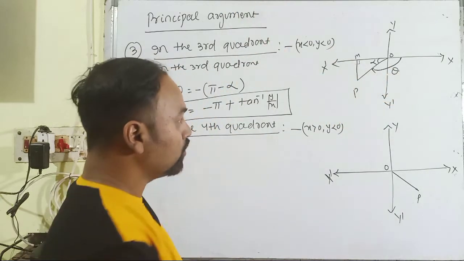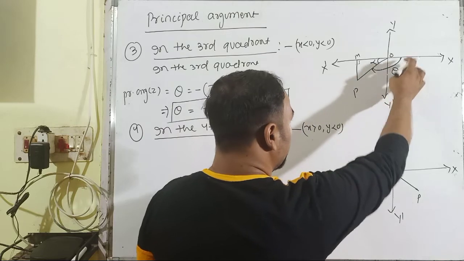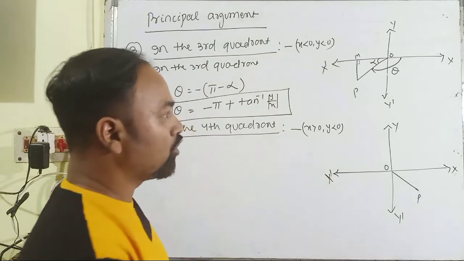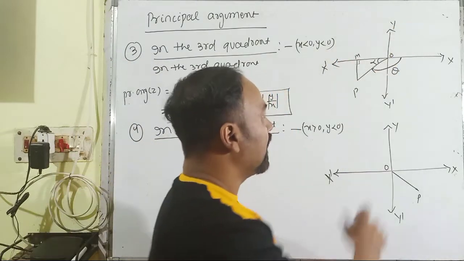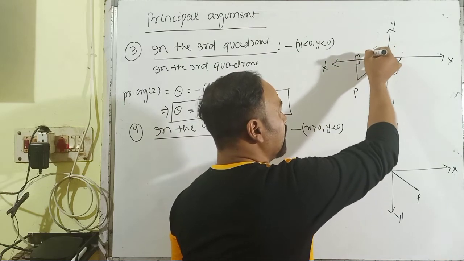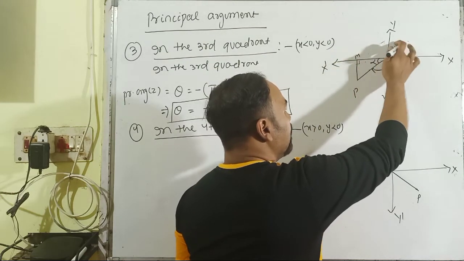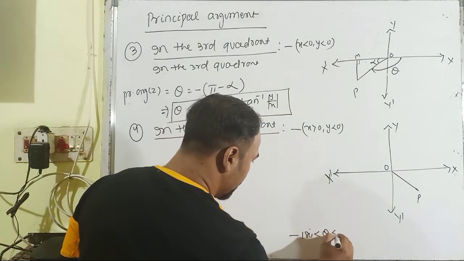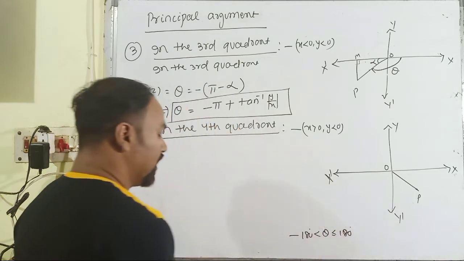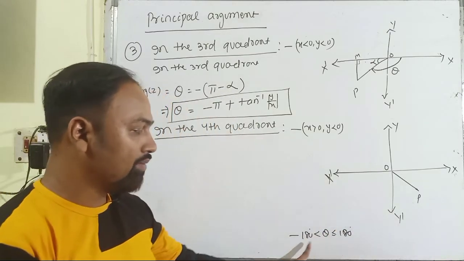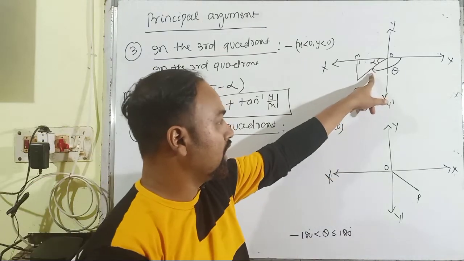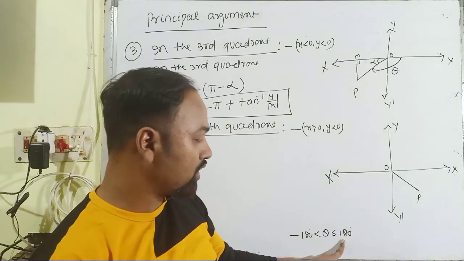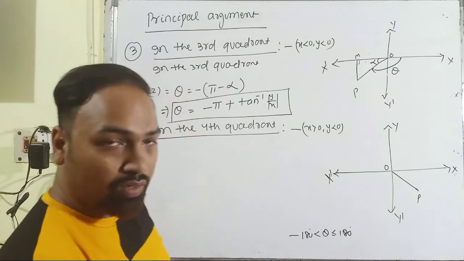So theta is measured in the clockwise direction, because if you measure this theta, the principal argument, in the anti-clockwise direction, then it will be greater than 180 degrees. So we cannot measure it in the anti-clockwise direction, because the condition is that we have to restrict it between these limits. It must be less than or equal to 180 degrees and greater than minus 180 degrees. If this point is here and we measure in the anti-clockwise direction, then it is greater than 180 degrees. But we have to restrict it to less than or equal to 180 degrees.